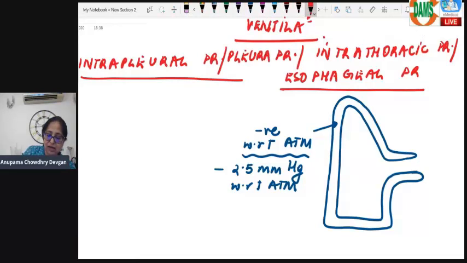We are talking about intrapleural pressure, also known as the pleural pressure or the intrathoracic pressure, or you can measure it as the esophageal pressure. Esophageal pressure is similar to pleural pressure. You cannot puncture the pleura and measure the pressure directly, so what you do is measure the esophageal pressure, which is close to the pleural pressure.